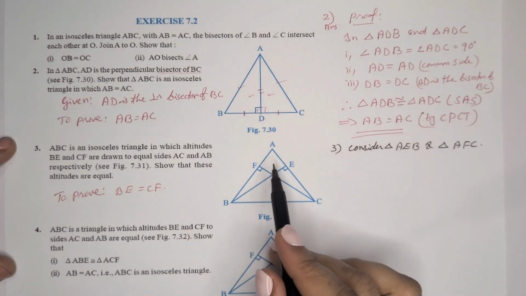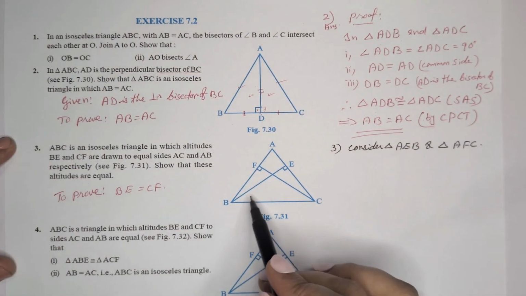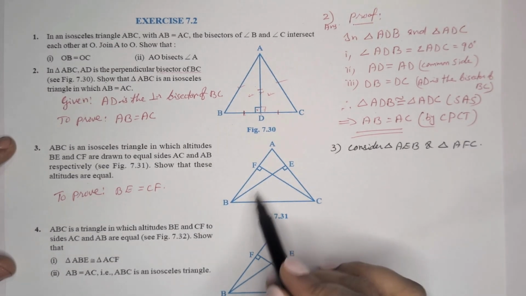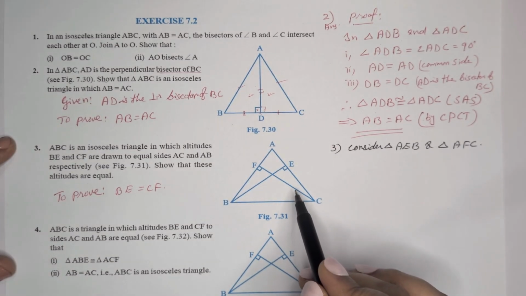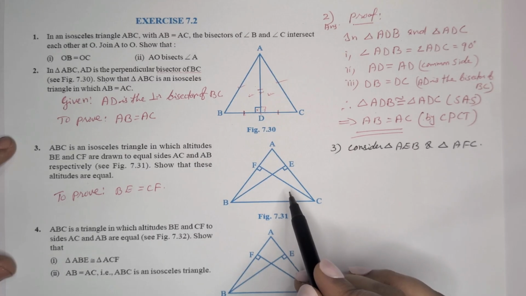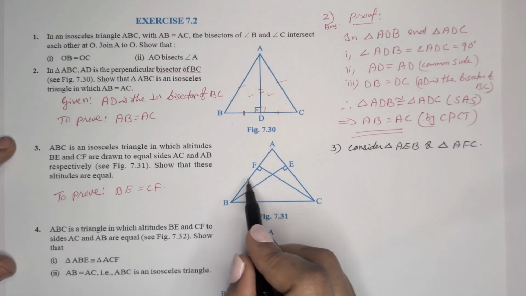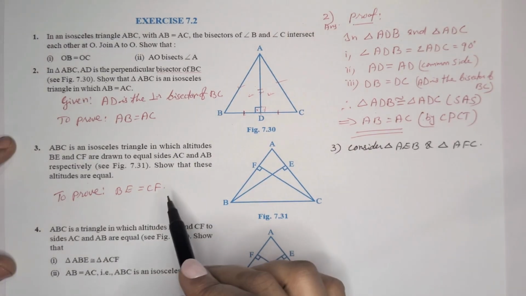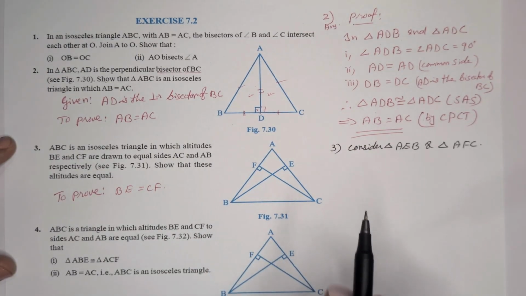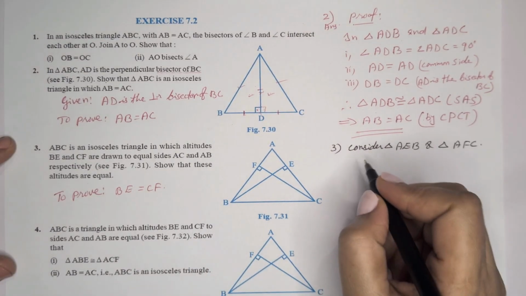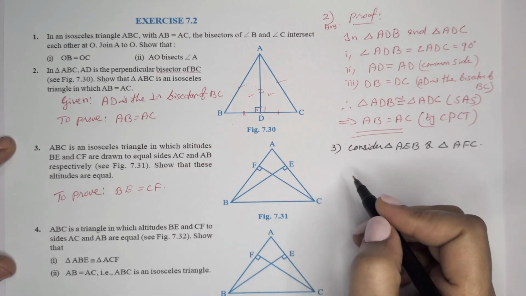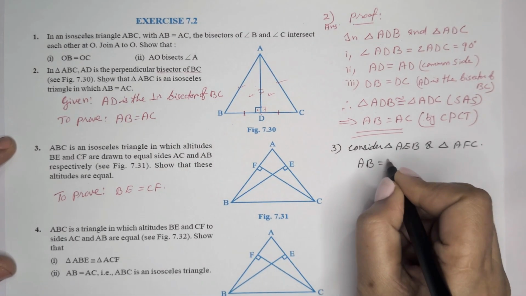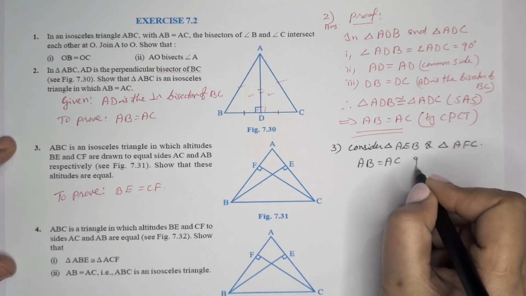Third question, triangle ABC is an isosceles triangle in which altitudes BE and CF are drawn on equal sides AC and AB. That means AC and AB are equal. Show that these altitudes are equal. So here it is given that AB is equal to AC. So we can write it here, AB is equal to AC, that is given.